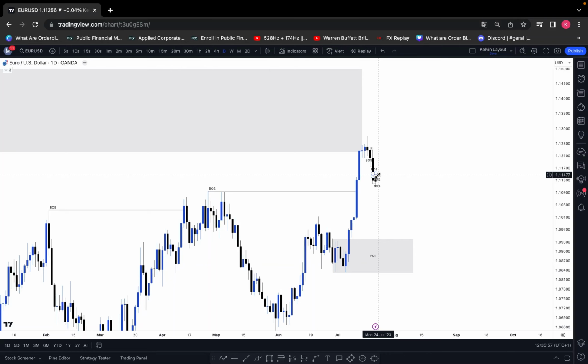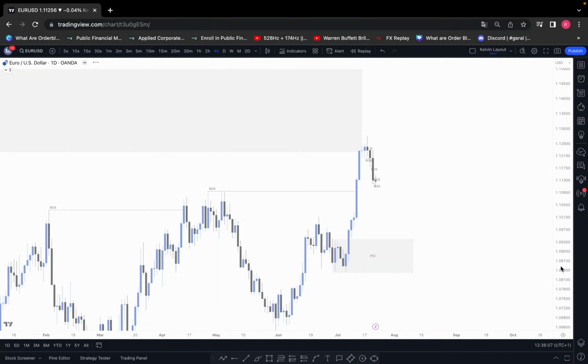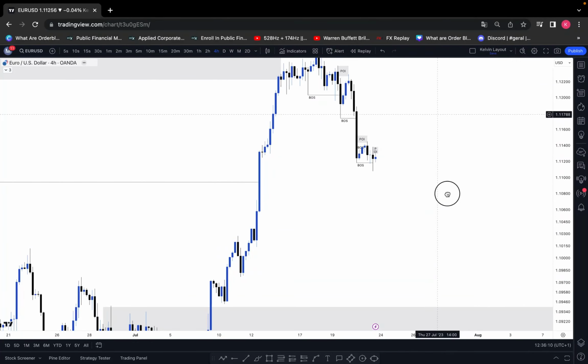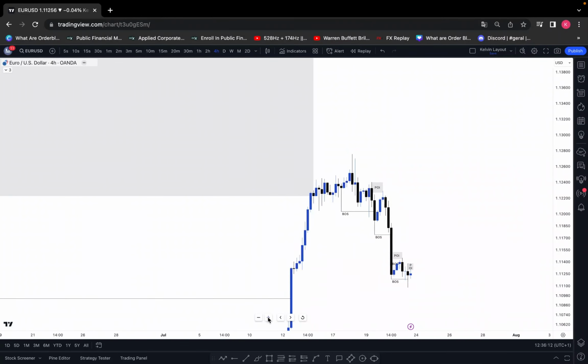On the 4 hour, we need to see the change of character and then the second break of structure, which will confirm that bearish order flow. And that will be the daily pullback, right? So if you drop down to the 4 hour time frame, we can clearly see that price gave us that change of character, right?